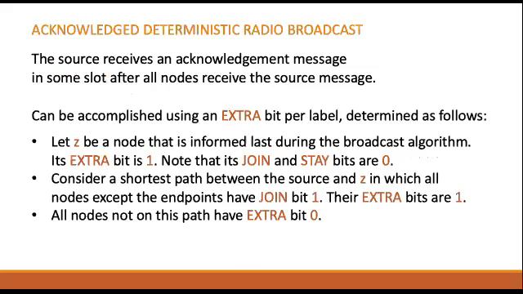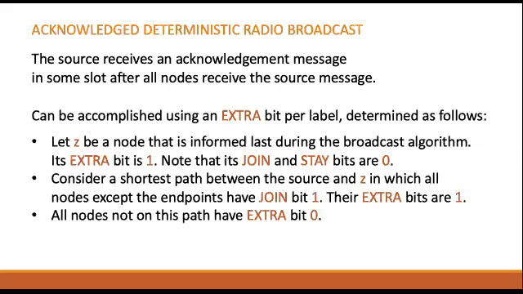An extension of deterministic radio broadcast is acknowledged broadcast, where the source receives an acknowledgement message in some slot after all nodes receive M. This is useful when the source wants to continue with another algorithm without interference from the broadcast. Acknowledged broadcast can be accomplished using one additional bit per label. To label the nodes in the network, first simulate the deterministic radio broadcast algorithm to get the join and stay bits.